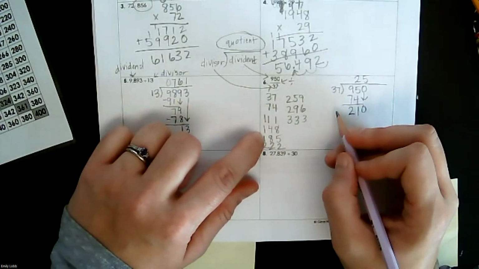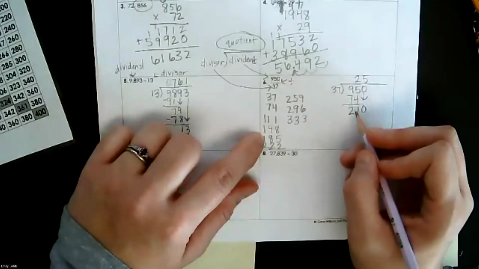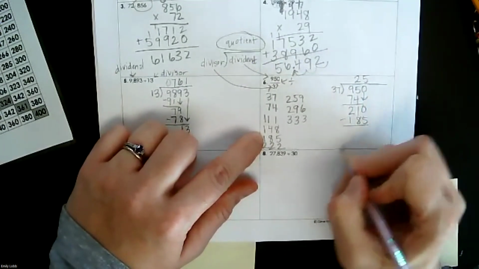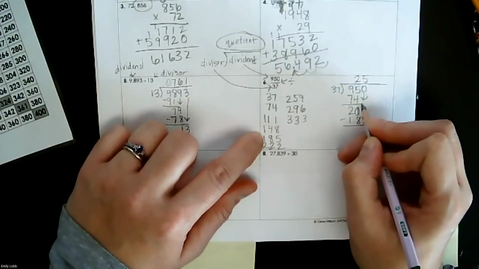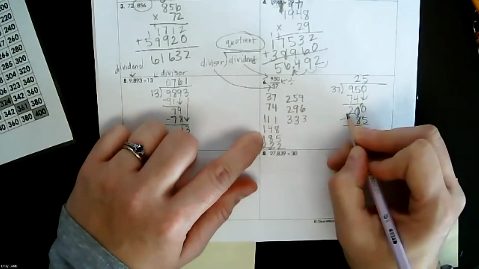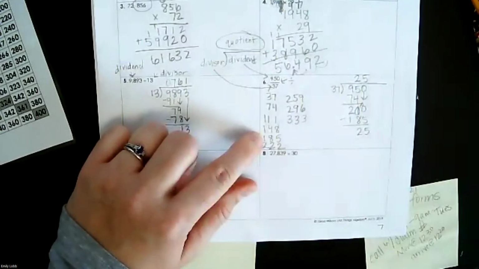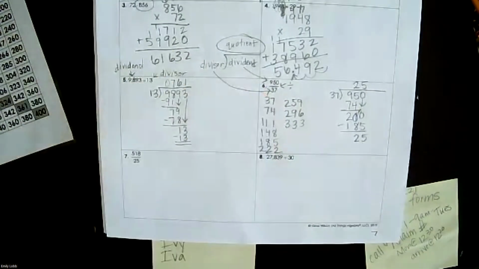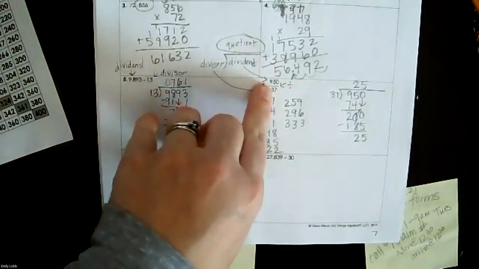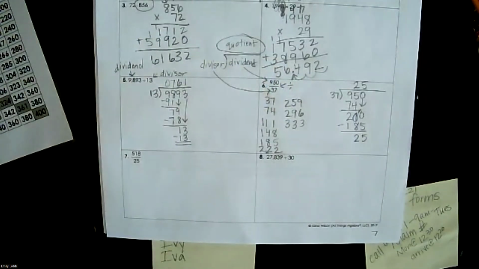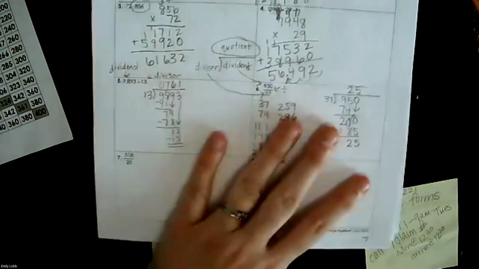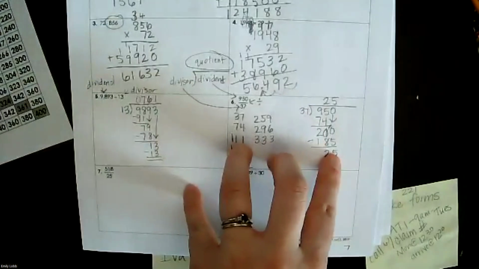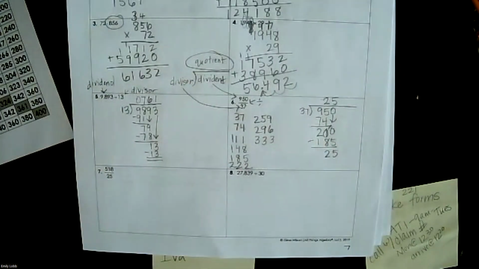All right. So 37 times 5 is 185. So if I make this a 0, this is a 10. 20 minus 18 is 2. So if this were an improper fraction, we could list this as a mixed number, right? This would be our remainder, and we'd say 25 and 25 37ths.